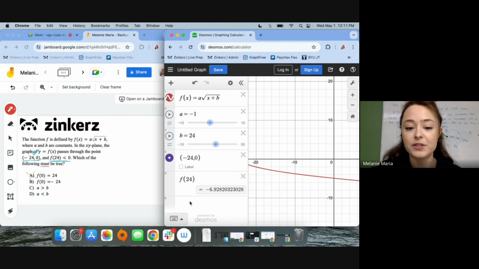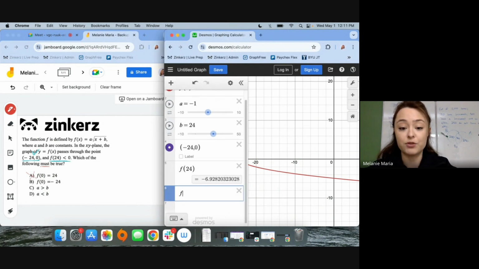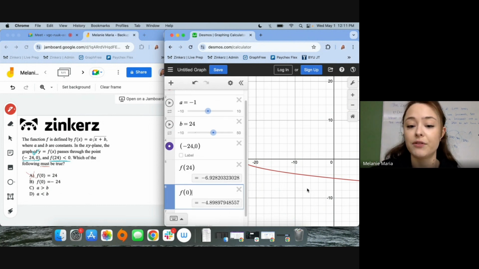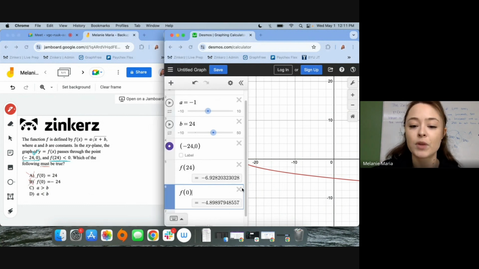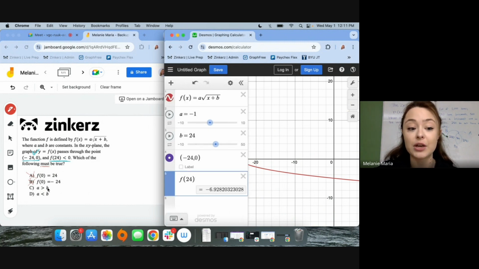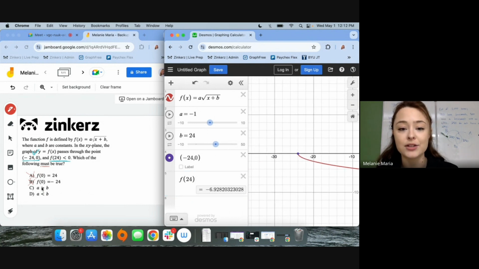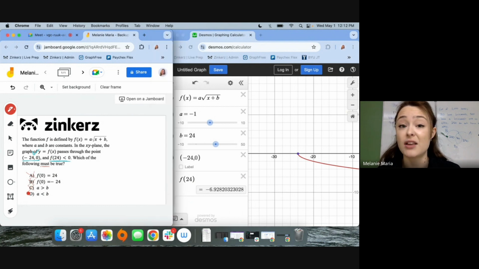Does f of 0 have to be equal to negative 24? Again, I can just plug in f of 0 here and see, no, my values of a and b as they stand are enough to satisfy my two initial constraints. It's not true that f of 0 has to be equal to negative 24. So same thing for B, doesn't have to be true. Let's look at choice C. As it stands here, again, a and b are satisfying all of my constraints. Does it have to be true that a is greater than b? Actually, no, right? In this situation, we have that b is greater than a. So I actually know that, no, doesn't have to be true.